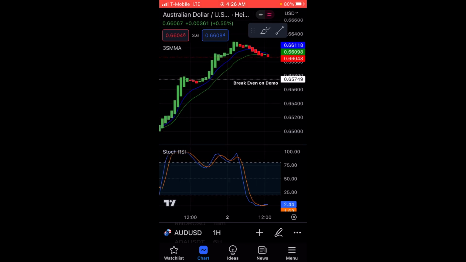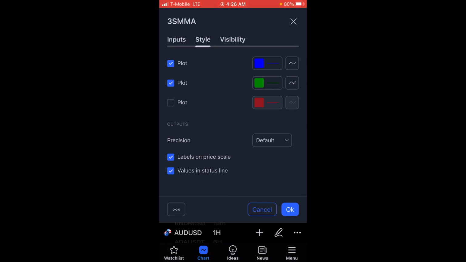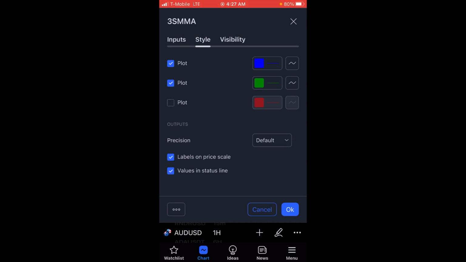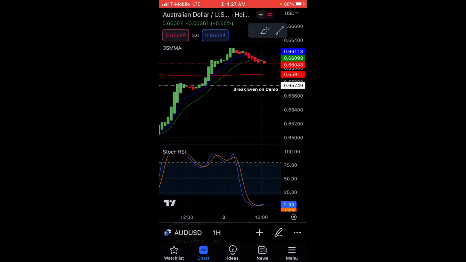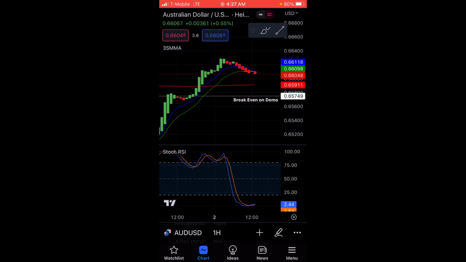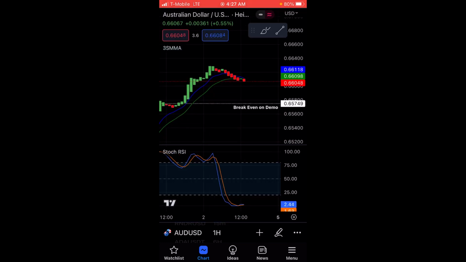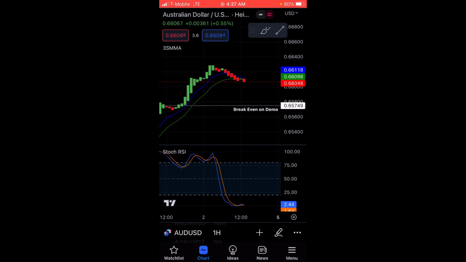So I go to my EMAs here, and I have it set on 5, 8, and then 200. The 200 is really there just to see what the overall direction is. So if the other two lines are below it, it's a downtrend. If the other two lines are above it, it usually is an uptrend. That's the only reason the 200 is there. But what I basically do, and what I've learned how to do, at least starting up when it opens up on Monday, is I trade on the hour.